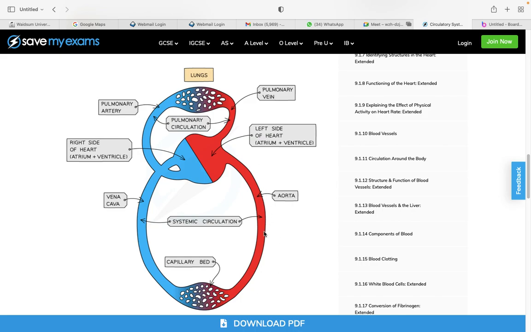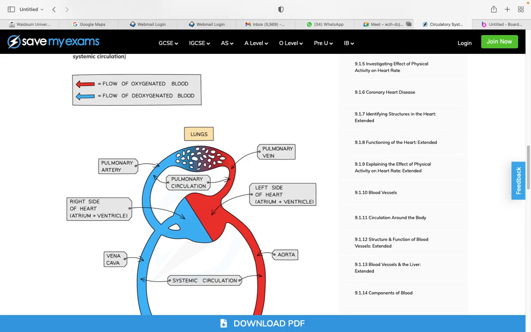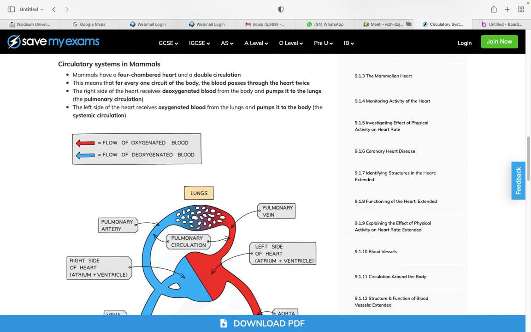The artery is one of the blood vessels, the vein is another, and the capillaries are another. So there are three blood vessels in blood circulation: the artery, the vein, and the capillary. There are different types of arteries depending on function. The artery that leaves the heart to the rest of the body is called the aorta, and the artery that leaves the heart to the lungs is called the pulmonary artery. We've explained this already. Now let's look at some of the points we have itemized.